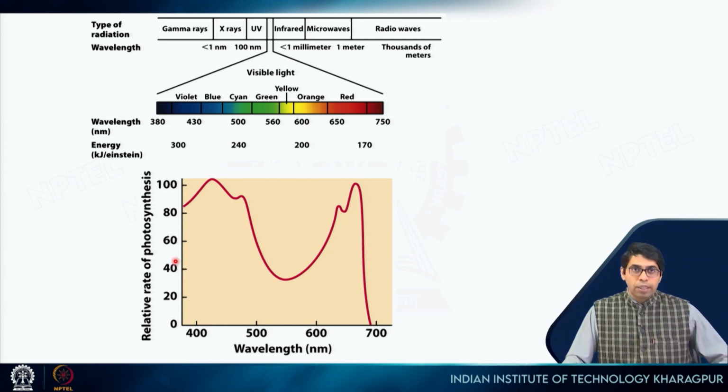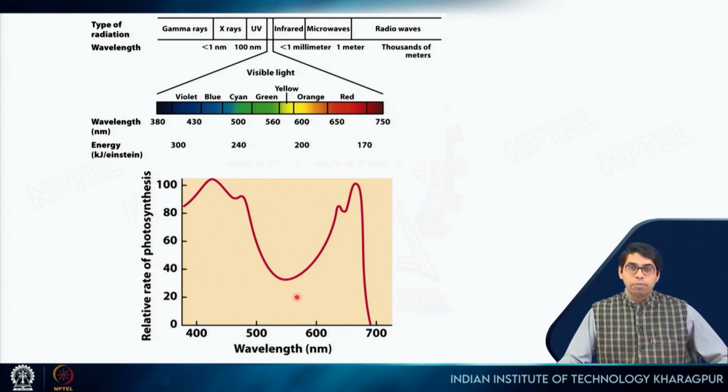So the same thing is shown here. This is the relative rate of photosynthesis as a function of the wavelength of light, right. So you can see that for the blue region and for the red region, the rate of photosynthesis is very high, right. But for the green region, the rate of photosynthesis is very low. It means that it does not absorb much of this light, it absorbs mostly this light and this light, which is why the green light is either transmitted or reflected and we see our leaves as green.